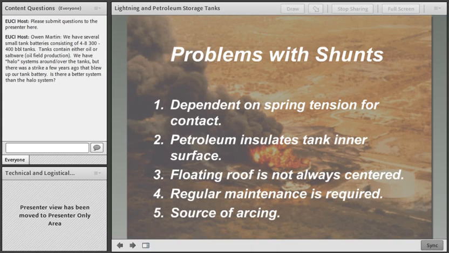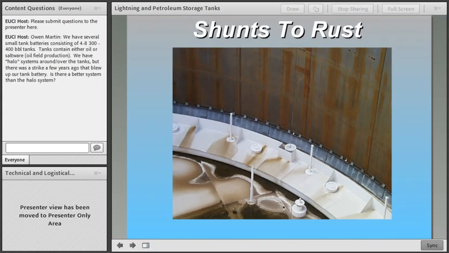Number four, shunts need to be regularly maintained to ensure good contact between the roof and the shell. And number five, they are also a source of arcing as lightning current attempts to travel between the shell and the roof. So here's a photograph of the shunts attached to the edge of a floating roof. And as you can see, this is an unpainted tank, and we have corrosion on the inside of the tank. And so we have shunts rubbing up against a rusty surface, resulting in a poor electrical bond.